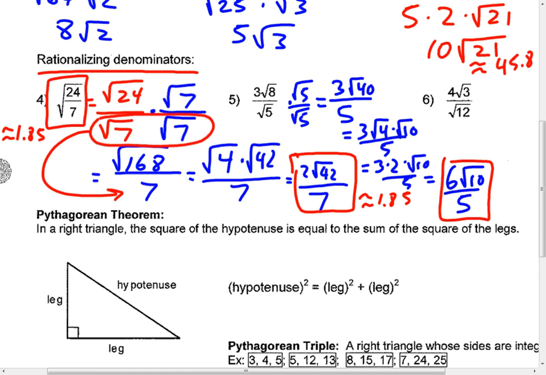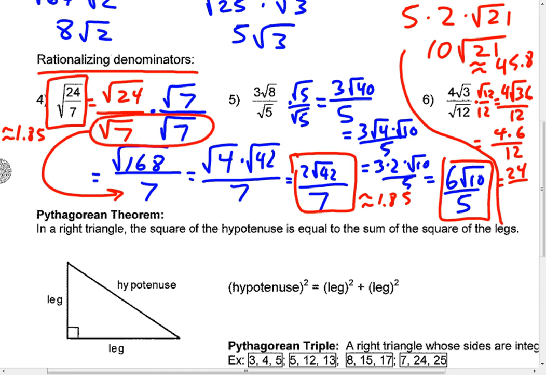What am I going to multiply by in number 6? Radical 12. That gives me 4 radical 36 over 12. What is radical 36? That's 6. So that's really 4 times 6. That's 24 over 12, and that's equal to 2.